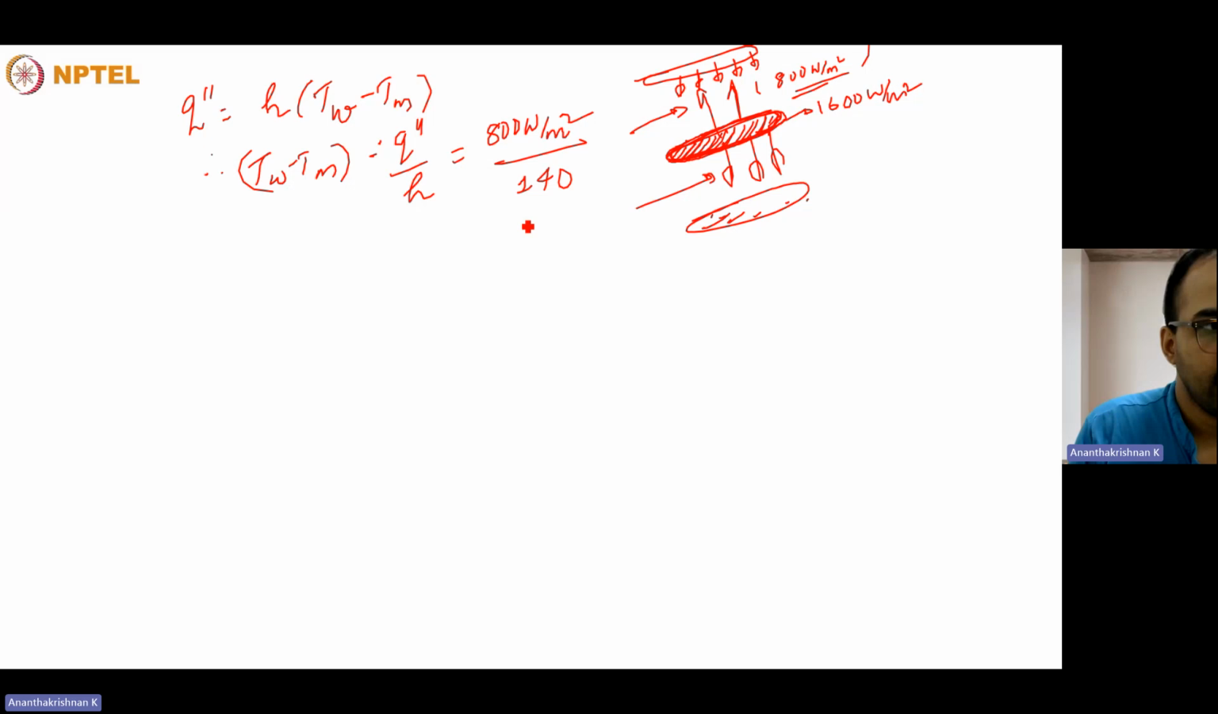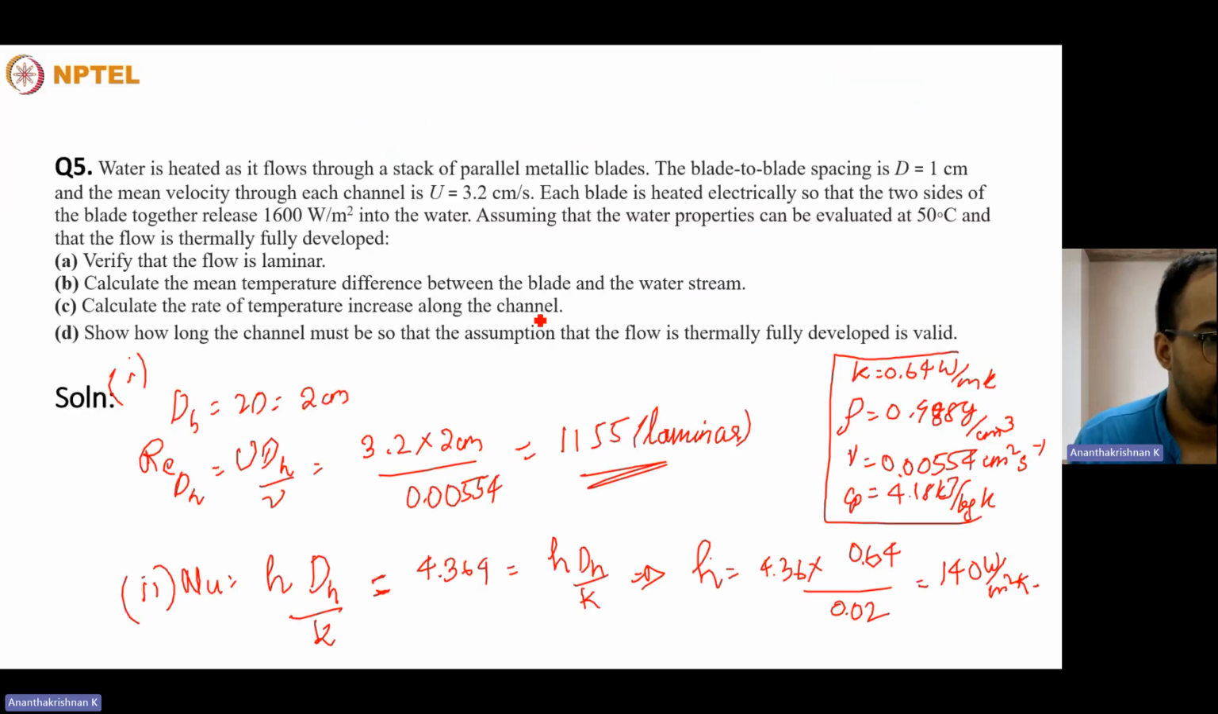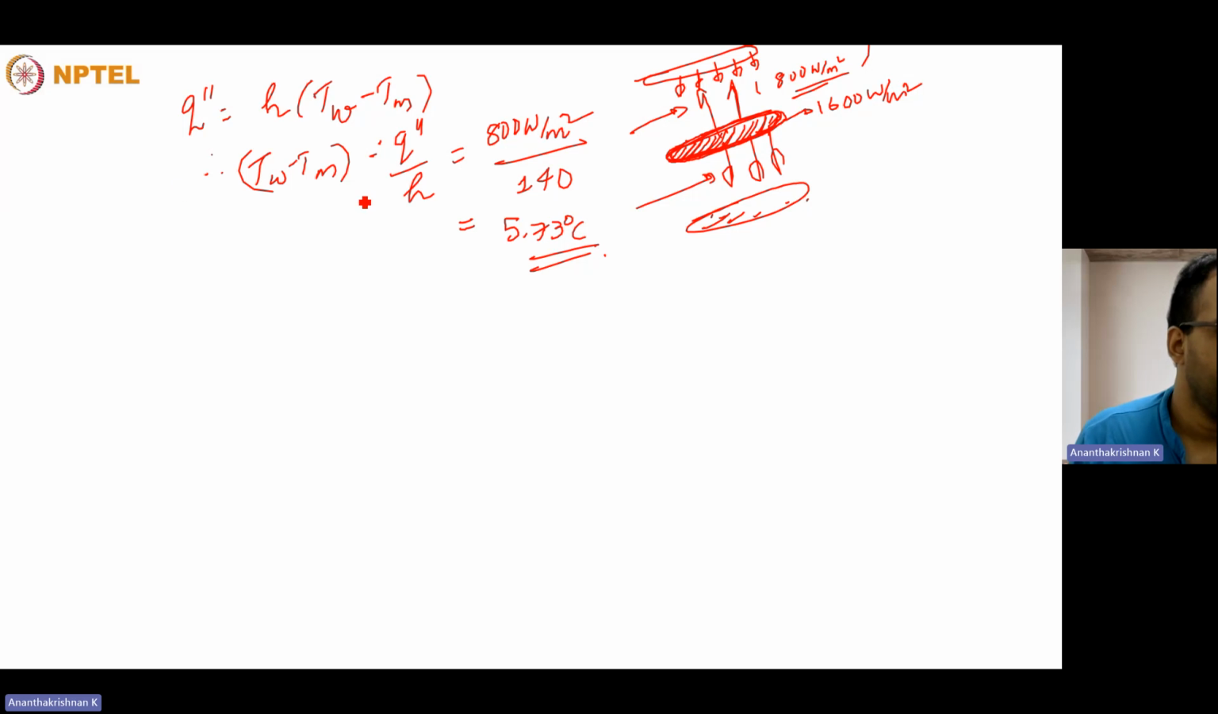So the value of TW minus TM, wall temperature minus mean temperature, will be equal to 5.73 degrees Celsius. This is the wall temperature difference. In the problem, it has been asked to calculate whether the flow is laminar. We have found out that the flow is laminar, and then we have calculated the mean temperature difference between the blade and the water stream.